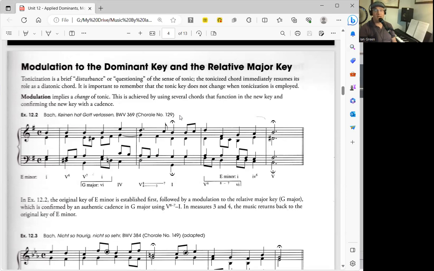Now, modulation is different than an applied dominant or tonicization because with applied dominant chords, what we have to do is consider that the applied dominant is decorating the chord that it's attached to. So, for example, if you want to have 5 of 5, then we think of the dominant chord of a particular key signature, either major or minor key, and then we want to know that the applied dominant is going to be decorating that note.